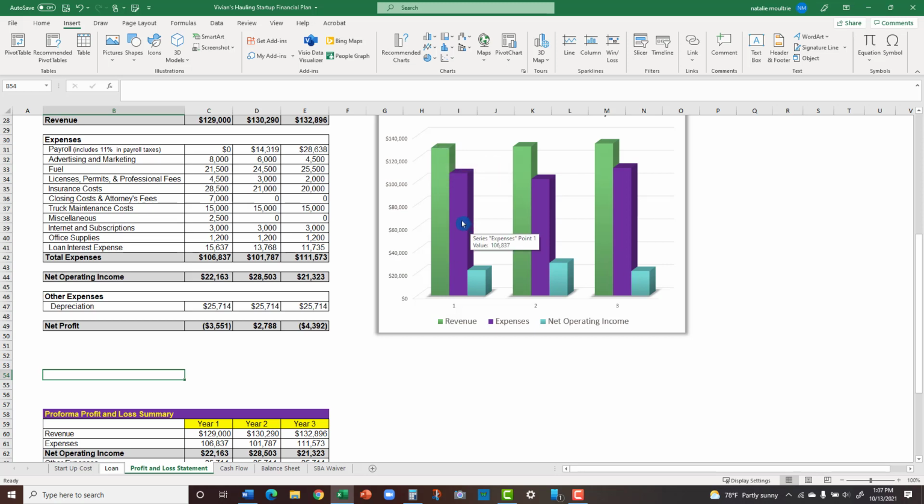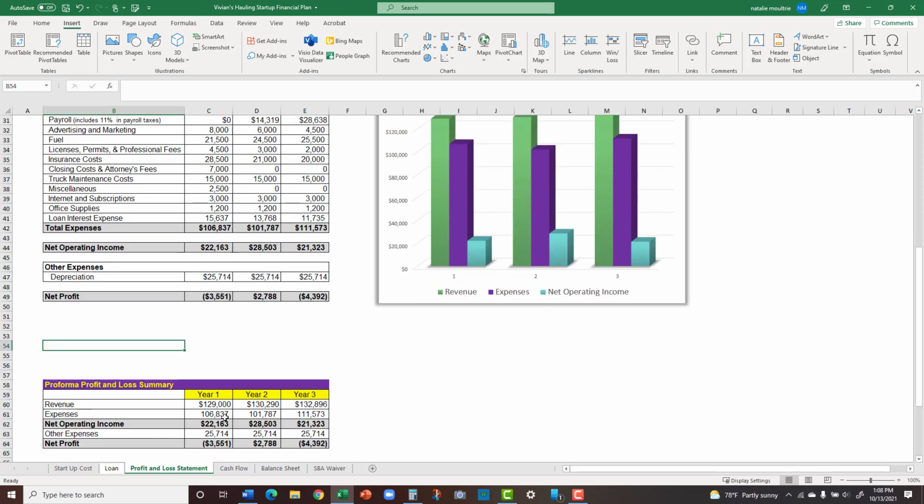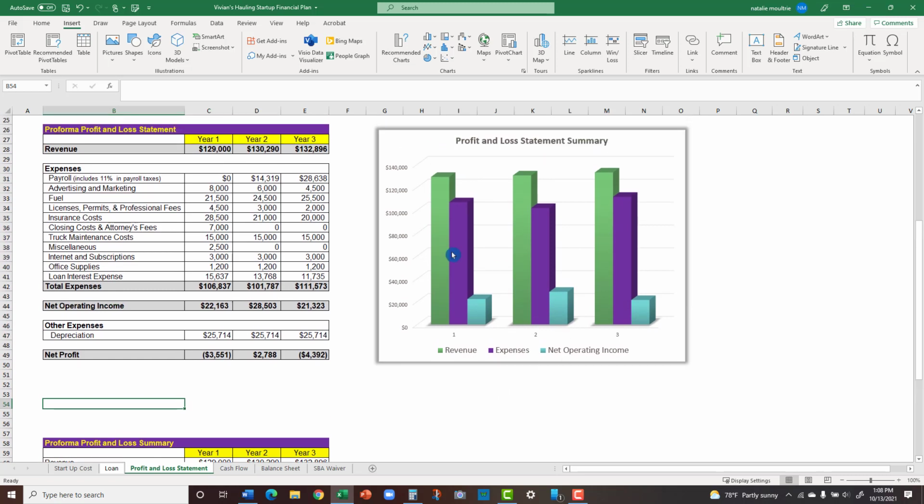Year 2, we have expenses of $106,837. So that's what this bar represents. And then year 1, we have our net operating income of $22,163. So this is what we're going to actually pull in to our business plan.